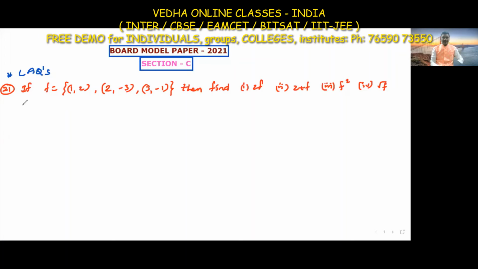Okay, so first thing is, what is given in this question? If f = {(1, 2), (2, -3), (3, -1)}, then find 2f, 2 + f, f squared and root f. This is the question here. Given that a function f is equal to (1, 2), (2, -3) and (3, -1).